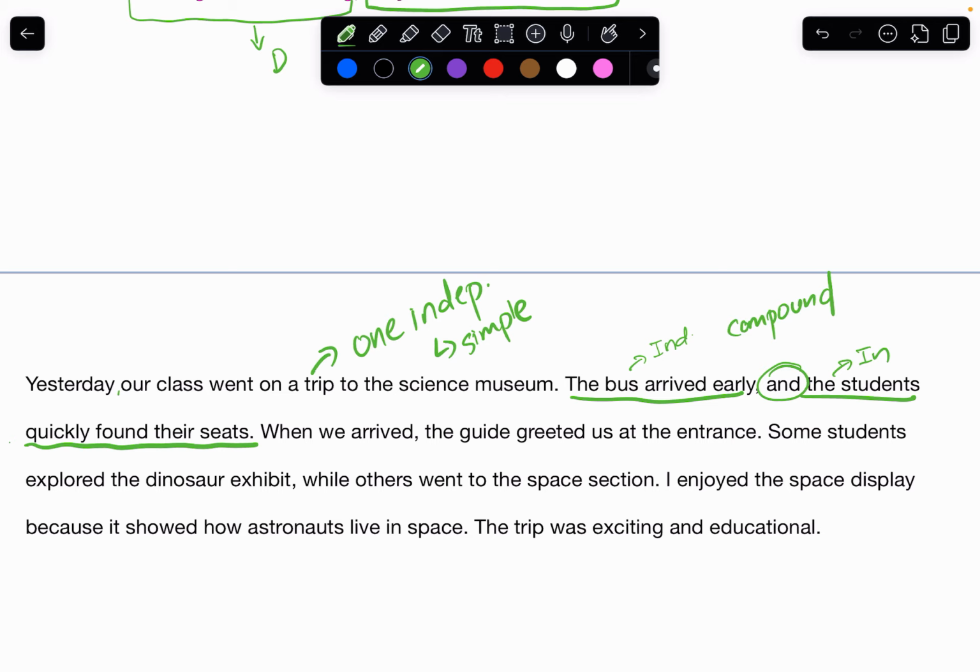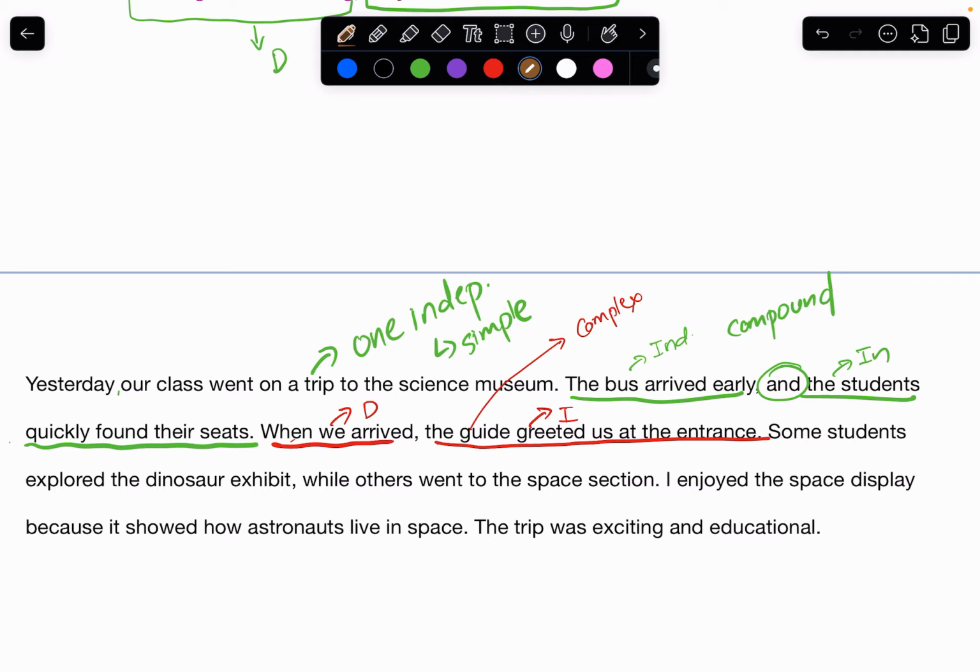Okay. Next one, when we arrived, the guide greeted us at the entrance. When we arrived, that's the dependent clause. The guide greeted us at the entrance is an independent clause, right? So this becomes a complex sentence.